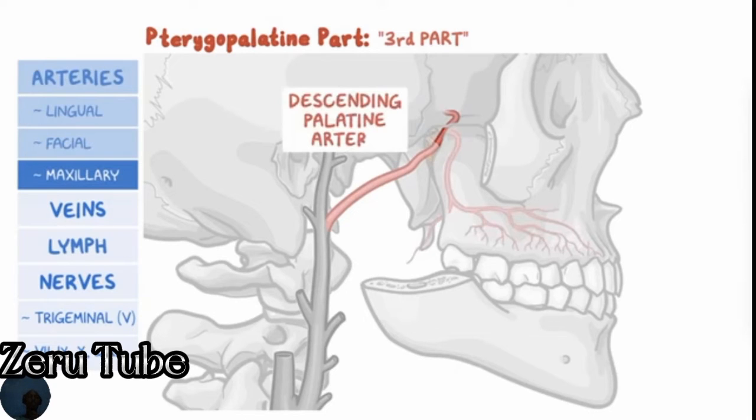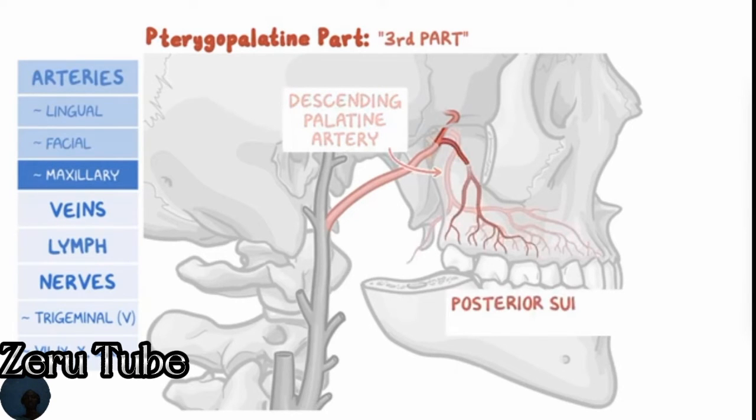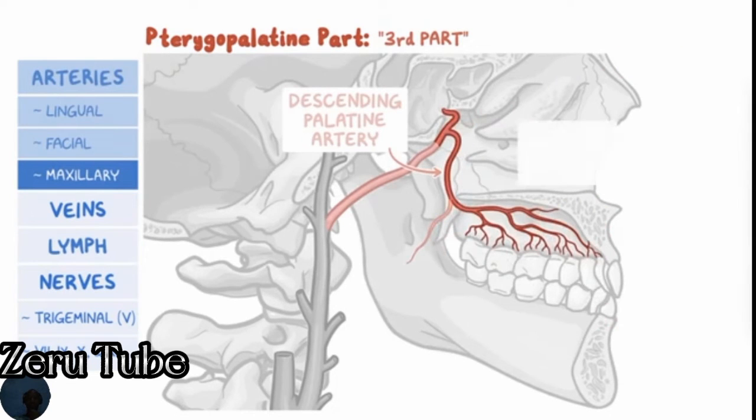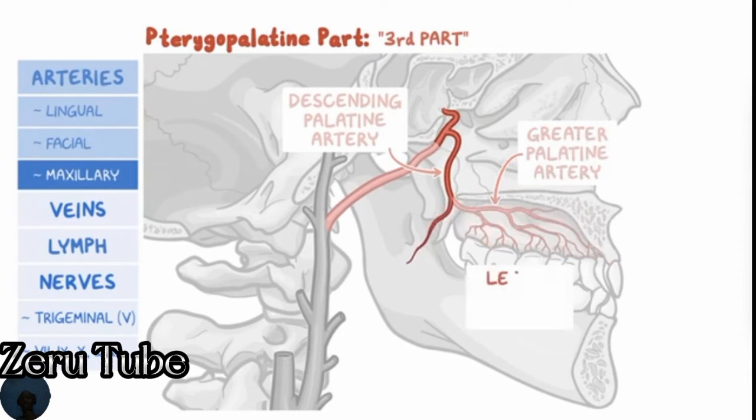There is a branch of the artery which originates from the pterygopalatine part. The pterygopalatine part of the maxillary artery gives the descending palatine artery, the posterior superior alveolar artery, and the infraorbital artery. So it has two branches, the infraorbital artery and the posterior superior alveolar artery. Both of them give blood for the upper jaw. Generally, there is a greater palatine artery which gives blood for the hard palate.